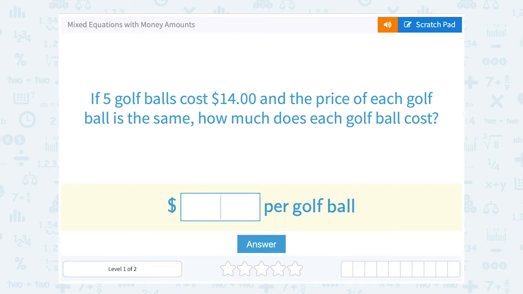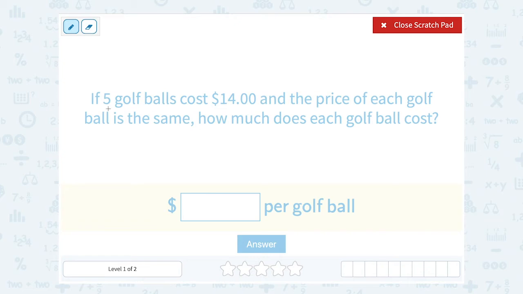Let's take a look at solving mixed equations with money amounts. If 5 golf balls cost $14 and the price of each golf ball is the same, how much does each golf ball cost? Okay, well, if we know that the total for 5 is $14 and we're trying to find the price of each one, we would need to divide. So we're going to set this up as a division problem, $14 divided by 5.